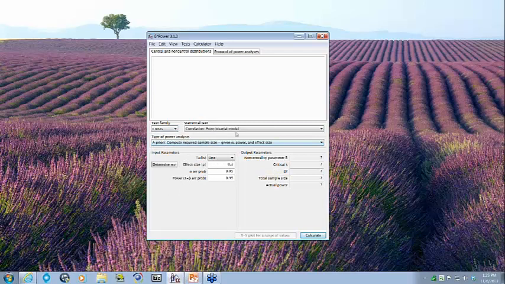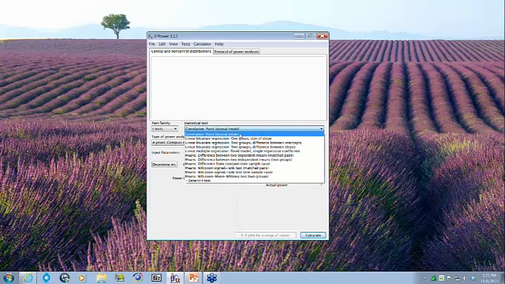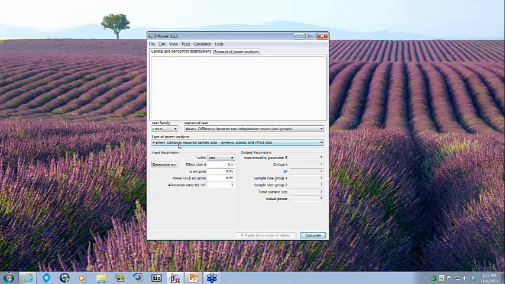And then the statistical test is going to be means, 2 independent means. Let's make it an independent samples, okay? And we have our a priori, so make sure that's checked. So I want 2 tails.